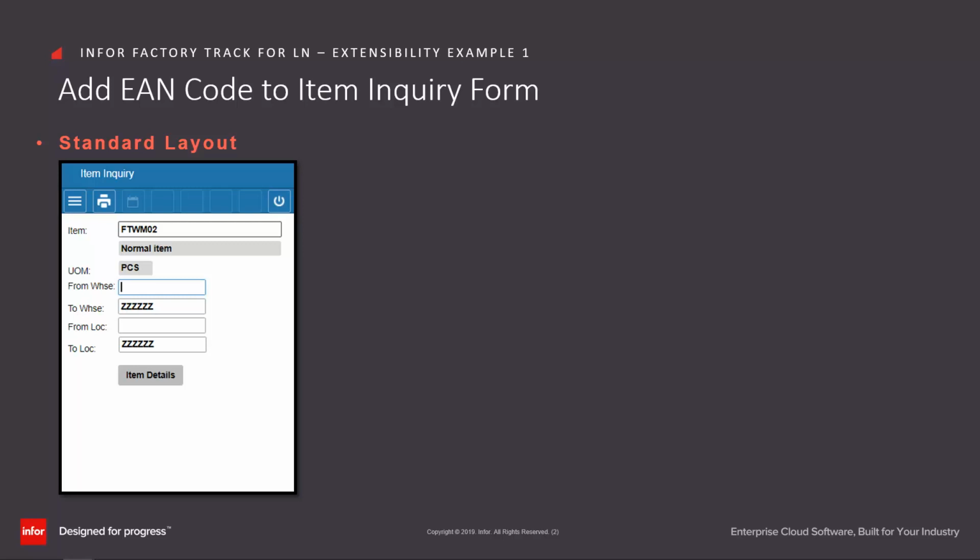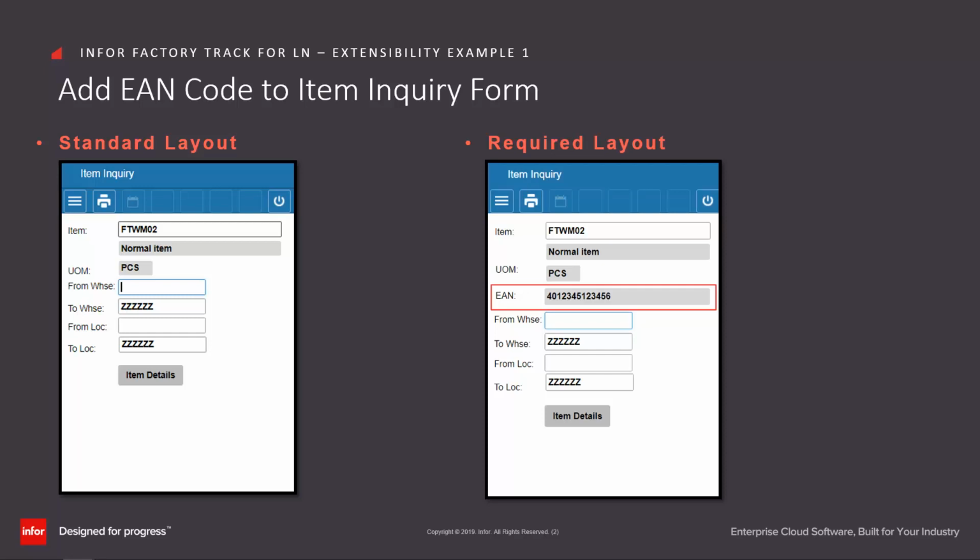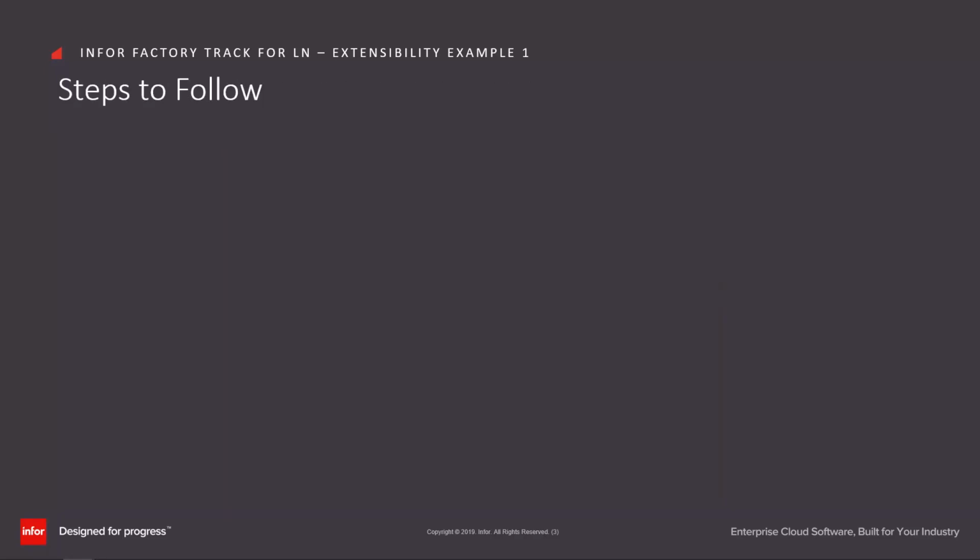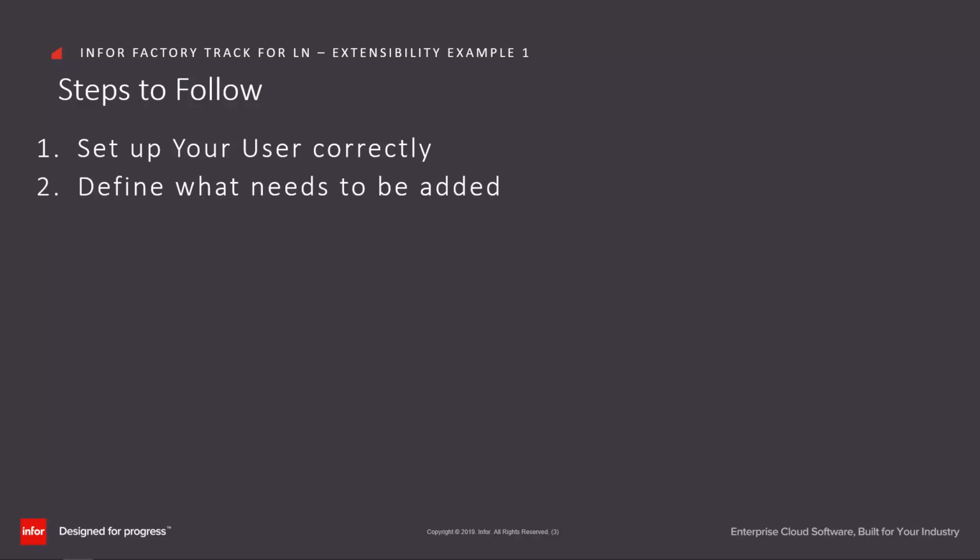So we have the standard layout and we have the required layout where the EAN code has been added. In order to do this, we need to follow a number of steps. First of all, we need to set up the user correctly. Then we need to define exactly what needs to be added to the form.